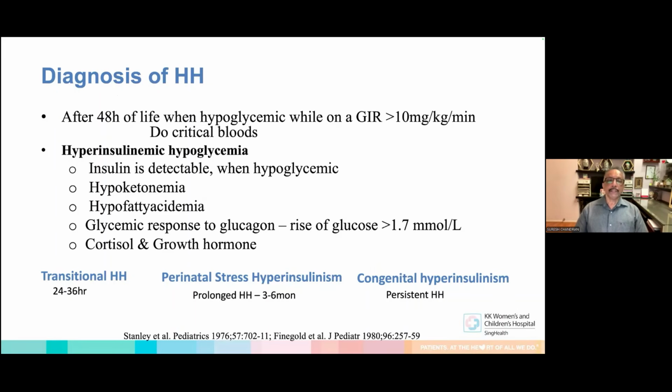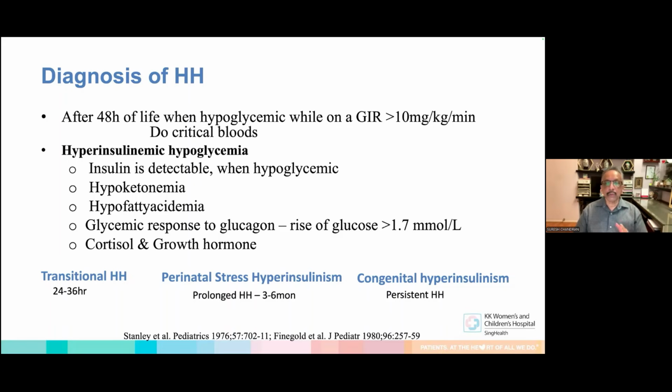So a diagnosis of HH is made after 48 hours of life when a baby requires a glucose infusion rate of more than 10 milligrams per kg per minute. The diagnosis comes to our mind and we do the critical bloods. We find that insulin is detectable even when the baby is hypoglycemic. As I mentioned before, less than 3.5 millimoles per liter of glucose in our blood is the point at which the insulin secretion stops. But here you can see that even at levels below 3 millimoles, the insulin is detectable. And low ketones and low fatty acids support the presence of insulin.